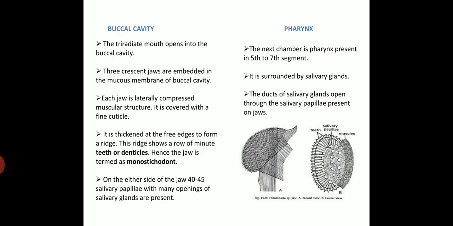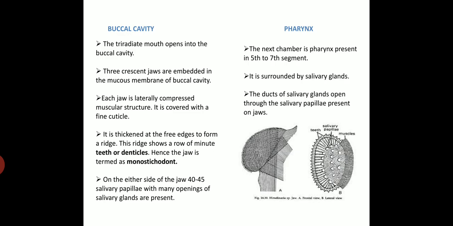The jaw is thickened at the free edge to form a ridge. This ridge shows a row of minute teeth, or denticles. Hence the jaw is termed monostichodont. Mono means single. On either side of the jaw, 40 to 45 salivary papillae are present with many openings of the salivary glands. In this picture you can clearly see the presence of salivary papillae.